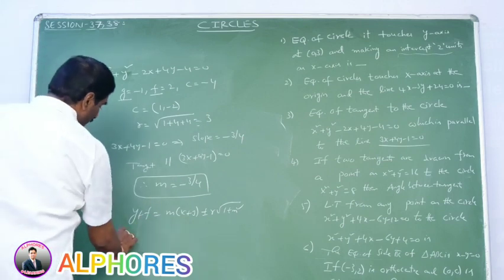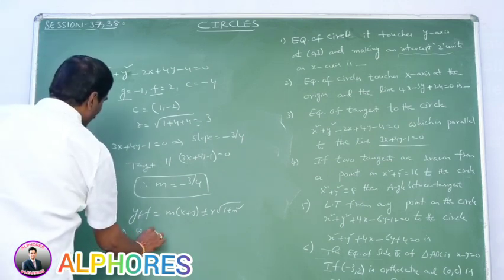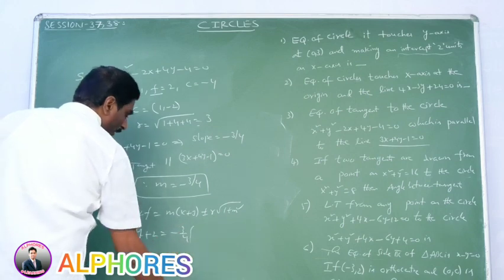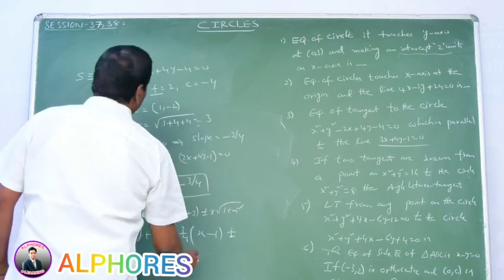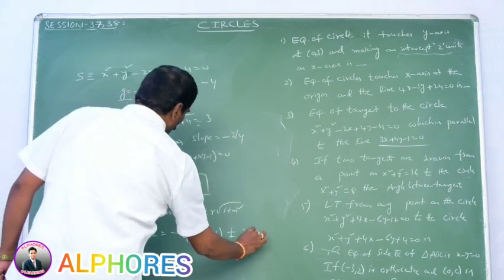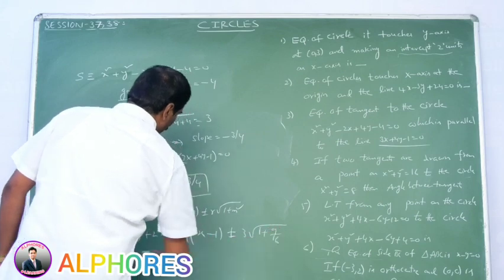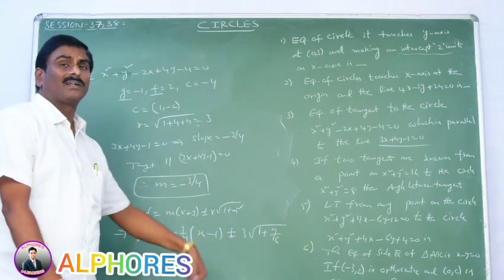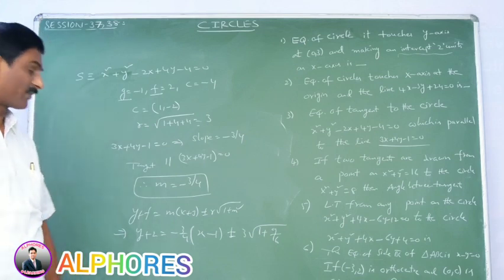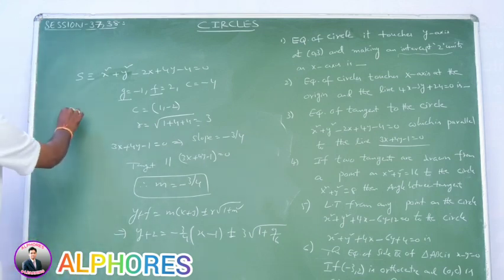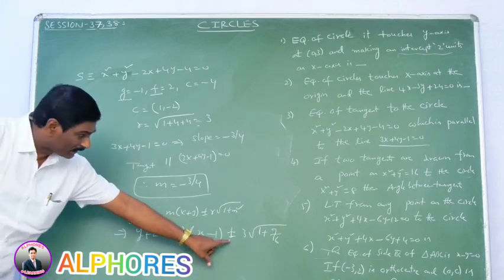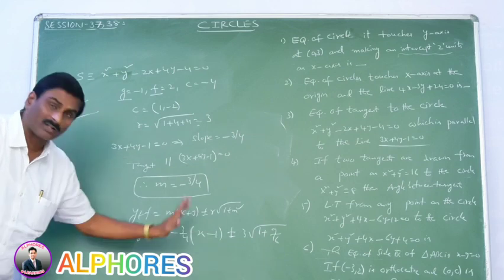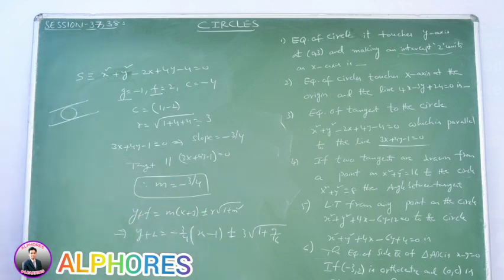So substitute the values. That implies y plus f, that is y plus 2, is equal to m, that is minus 3 by 4, into x plus g, that is x minus 1, plus or minus r, the radius 3, into root over 1 plus 9 by 16. Simplify this value, we get the equation of the tangent. If the slope is given, then we get two parallel tangents. If we take the plus value we get one tangent, if we take the minus value we get another tangent. We get two tangents. Simplify that value.